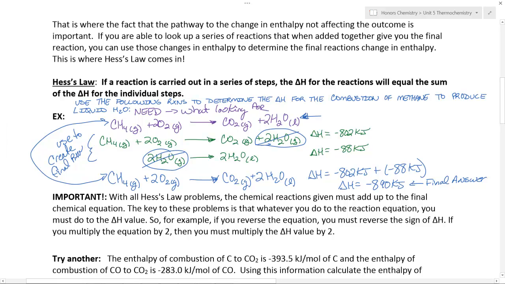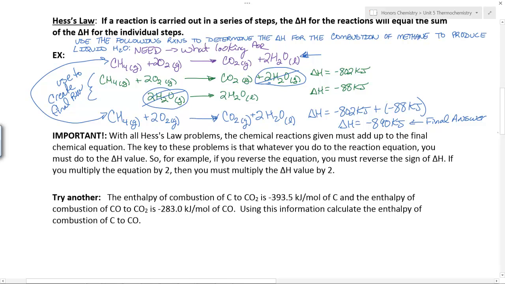If you remember, we talked before how a state change also results in either an addition or a release of energy. In the case of a gas going to a liquid, your energy is going to go down because you're going to release some. Because remember, liquid molecules move slower than gaseous molecules do. Now, there are some key things to remember. With all Hess's law problems, the chemical reactions given must add up to that final equation. If they don't add up, then something went wrong.